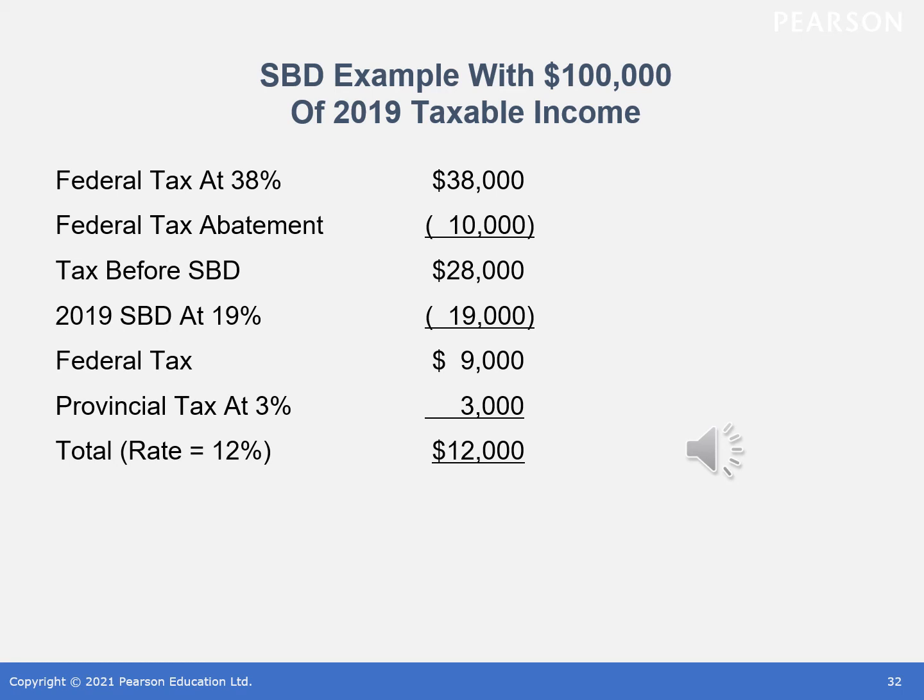Let's assume they're in a province with a provincial tax rate for small businesses at 3%, which would provide a total tax payable for this small business of $12,000, or 12% overall.